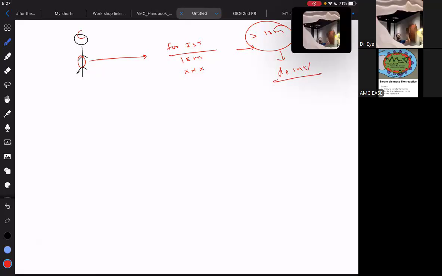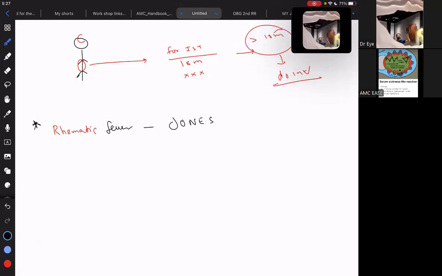Some extra miles. If there is a patient with rheumatic fever, where we use the Jones criteria, the patient will have joint pain, carditis, subcutaneous nodules, erythema marginatum, and Sydenham chorea, where we can use carbamazepine, and valproic acid is sometimes also used for such patients who have this chorea.